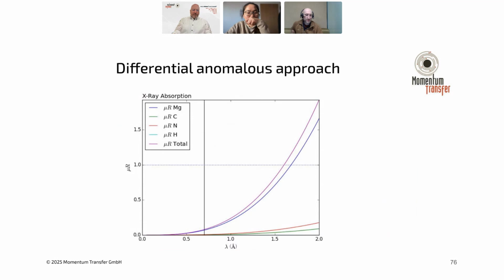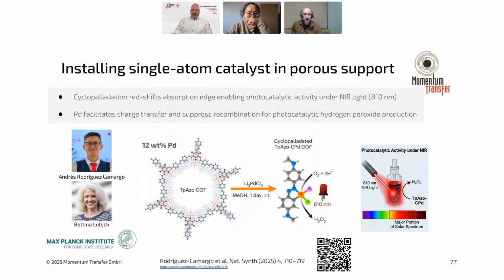Okay, so that's the idea. The other is, of course, if you want to do this energy change approach, the experiments are more complicated. An example of this is actually with my former colleagues from the Max Planck Institute, and they're really interested in incorporating different types of catalytic complexes into covalent organic frameworks.